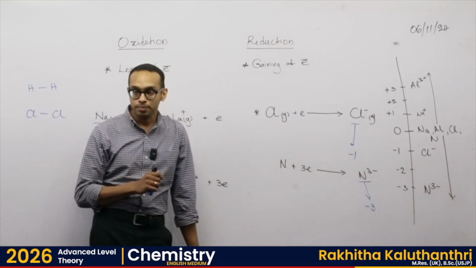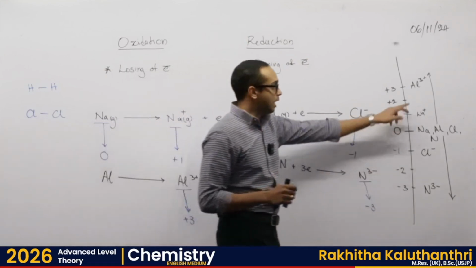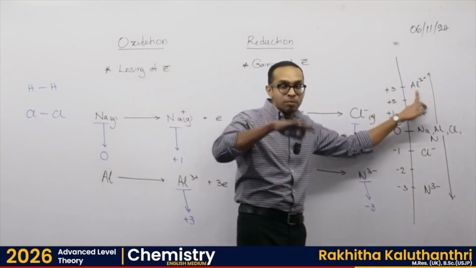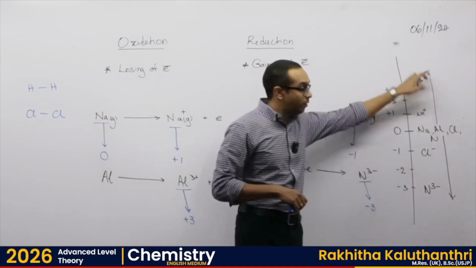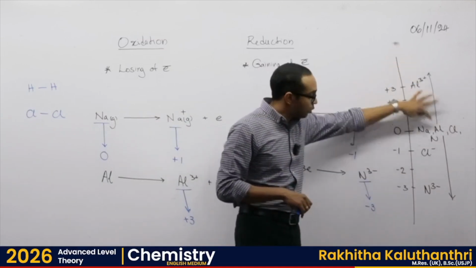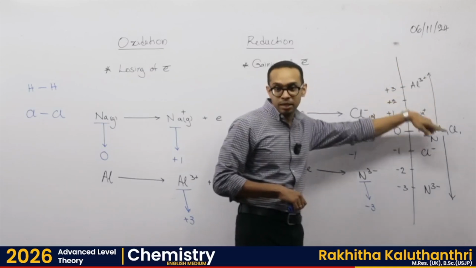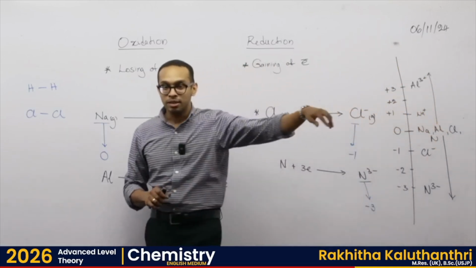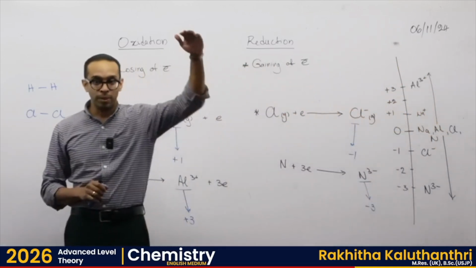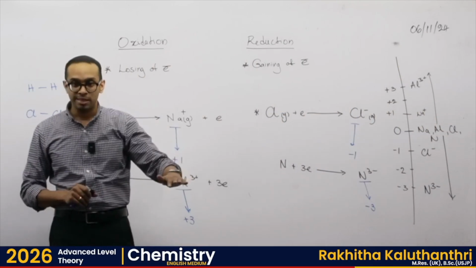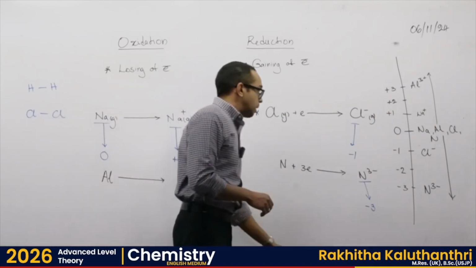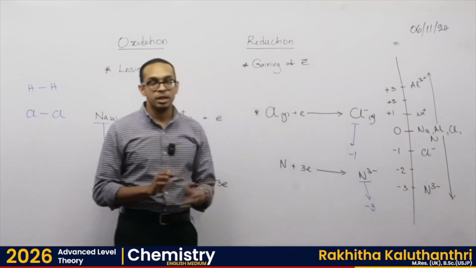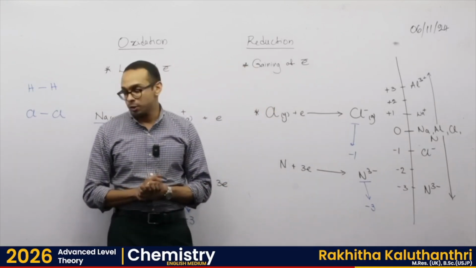Is that clear? So imagine there was aluminium 3 plus. Someone gave aluminium electrons and aluminium 3 plus became aluminium metal, going from +3 to a solid. So what is that? Oxidation or reduction? Reduction. It goes from +3 to 0. Is it understood? So this is basically what you need to remember when it comes to oxidation and reduction.